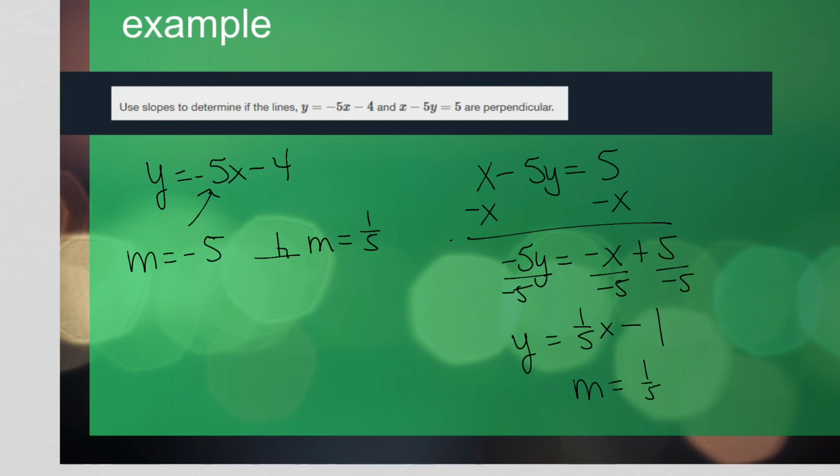So I would say, yes, these are perpendicular to each other, because of the slopes. Notice this slope was negative 5. This one is positive 1/5, so it's the opposite reciprocal, which makes it perpendicular. Again, we do not care about the y-intercept on perpendicular lines.